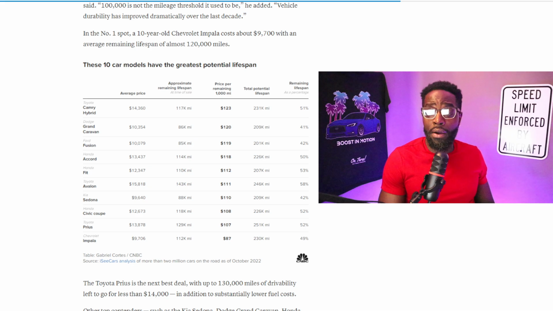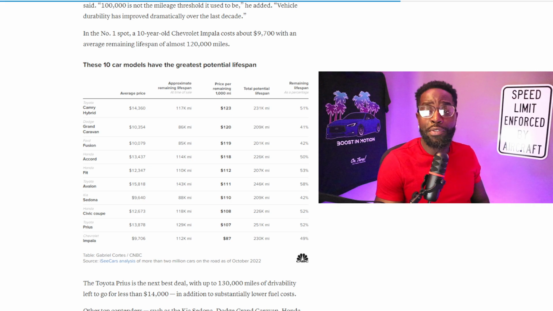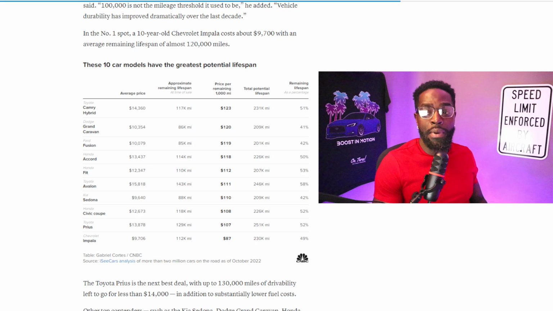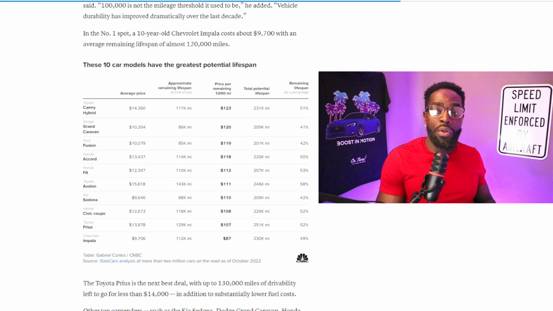What they're talking about now is that they also include a price here that says price per remaining 1,000 miles. That price per remaining 1,000 miles necessarily means how much you're going to spend on average just to go another 1,000 miles in maintenance. This could be tires. This could be spark plugs. This could be anything where you may need to fix the car. This may even include if you had to replace the motor or transmission.